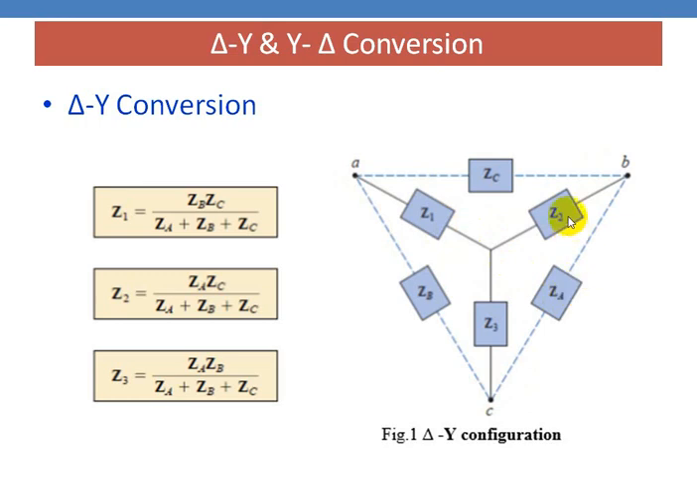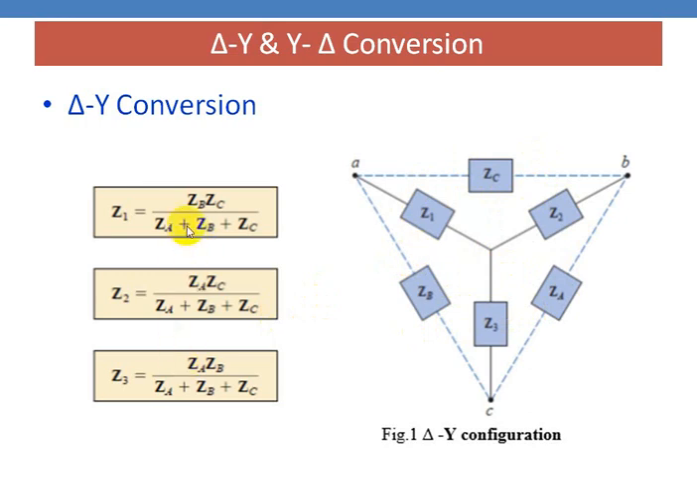Then the impedance exactly opposite to Z2 in the delta connected network is named ZB. Similarly for Z3, the opposite impedance is ZC. So you have to name like this. If you have named like this, then you can easily write the equations.